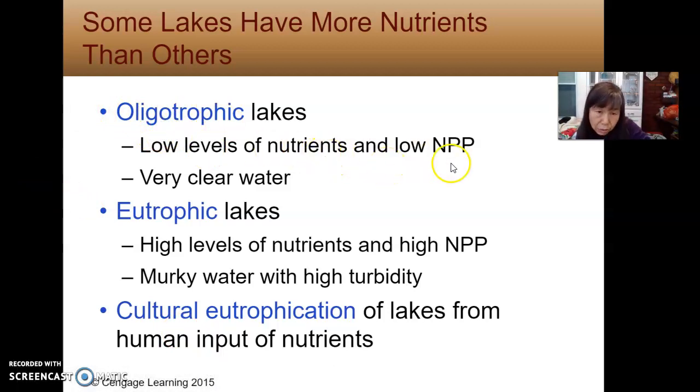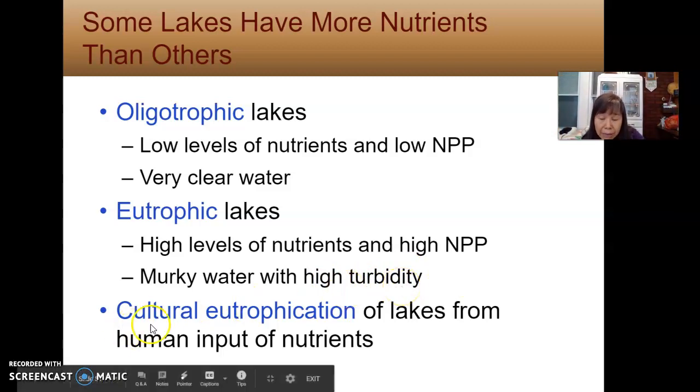If there's less nutrients, you have a lower net primary productivity. And then the water is pretty clean. There's nothing there. And then you have eutrophic lakes. So this one is eu means real, true, and then trophic means nutrient. You have a lot of nutrition there. So these are high levels of nutrients, and then they have high net primary productivity. So because of that, the water is kind of muddy, and then with high turbidity.